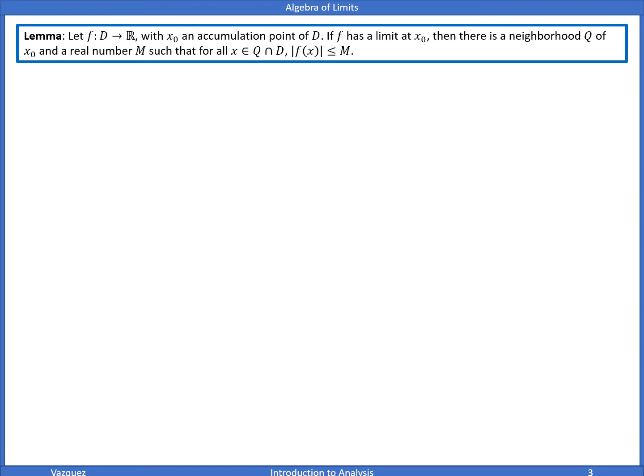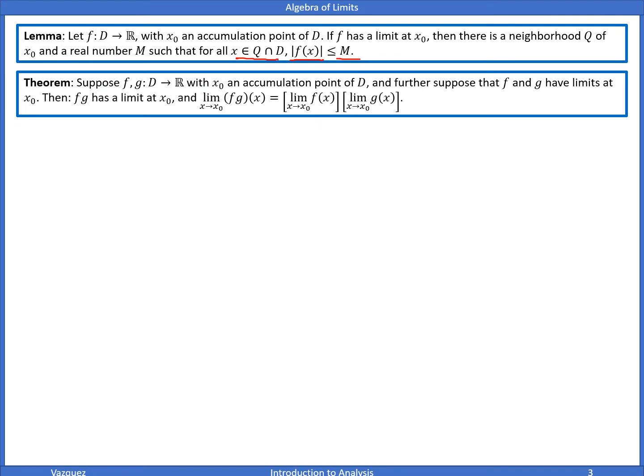So first, again, we're going to need a lemma, but this one is a lemma that we saw from last section. This lemma says: let f map D to R with x naught an accumulation point of D. If f has a limit at x naught, then there's a neighborhood Q of x naught and a number M such that if x is in the intersection of Q and D, this function is bounded by M. Right, so this is our theorem, as we had seen before, number 2 from the last slide.